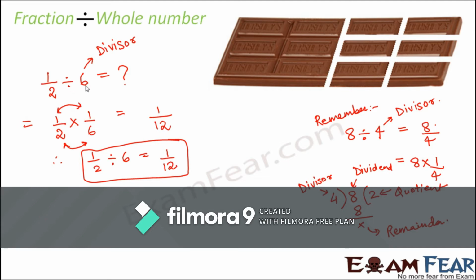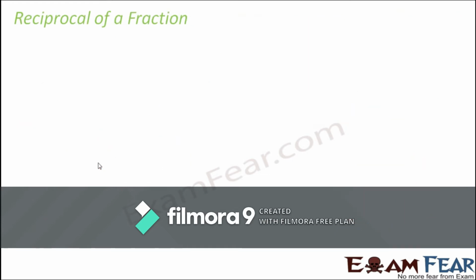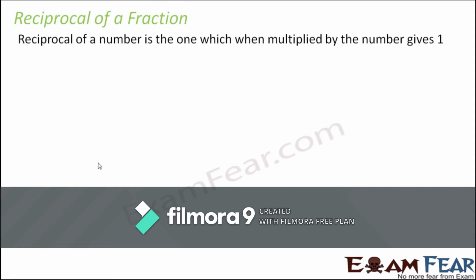So divided by 6 is the same thing as multiplied by 1 by 6. Now how is this 6 and 1 by 6 related? That is when we talk about the reciprocal of a fraction. So what do we mean by reciprocal? The reciprocal of any number is that number which when multiplied by the number gives 1.